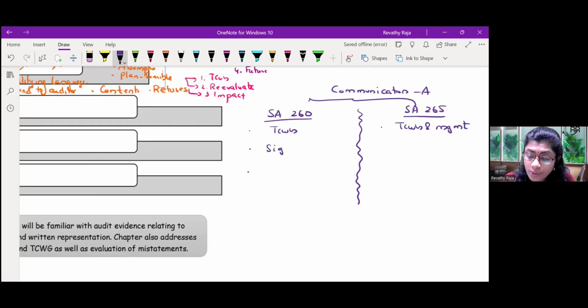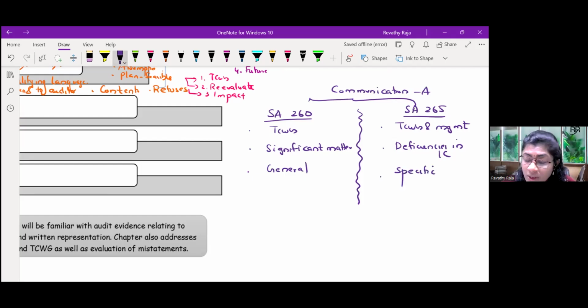In 260, what will you communicate? You will communicate any significant matter. From 260 only, SA 701 key audit matter arises. In 265, you will be communicating deficiencies in internal control. You perform test of control to evaluate deficiencies, and if any, you will communicate with management and TCWG. 260 is said to be more of general communication. Why? Because any general significant matter, whereas this is said to be more specific. Why? Only deficiencies in internal control.